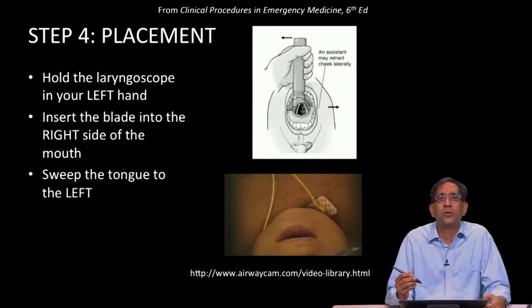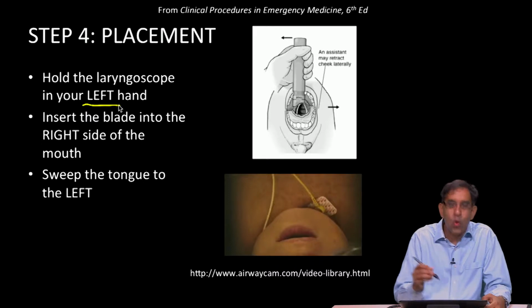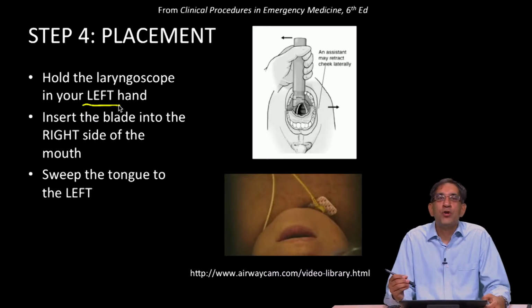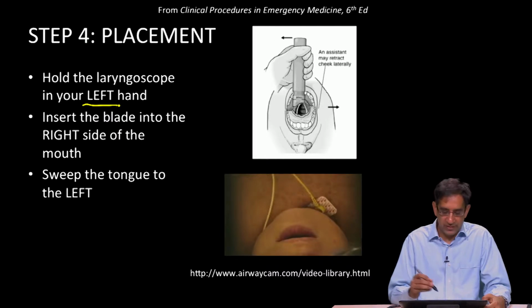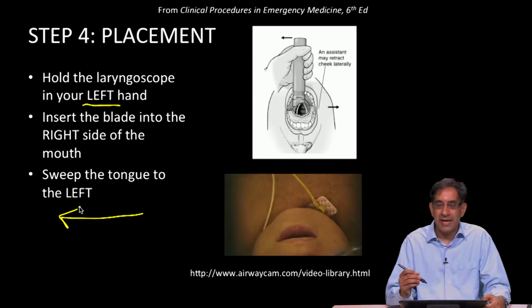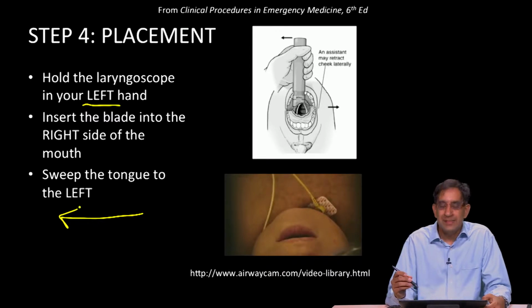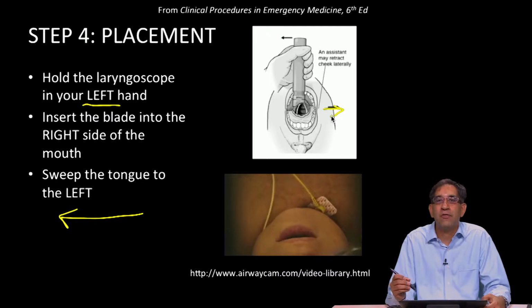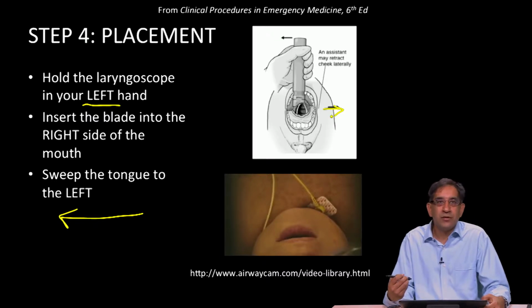Then, holding the laryngoscope in your left hand, regardless of whether you're right-handed or left-handed, you're always going to hold the laryngoscope in your left hand. You're going to insert the blade into the right side of the mouth and sweep the tongue to the left. This is very important. Otherwise, the tongue can obstruct your view. Sometimes you can have an assistant pull the corner of the mouth out of the way, so that gives you a better view. Let's take a look and see what this looks like.